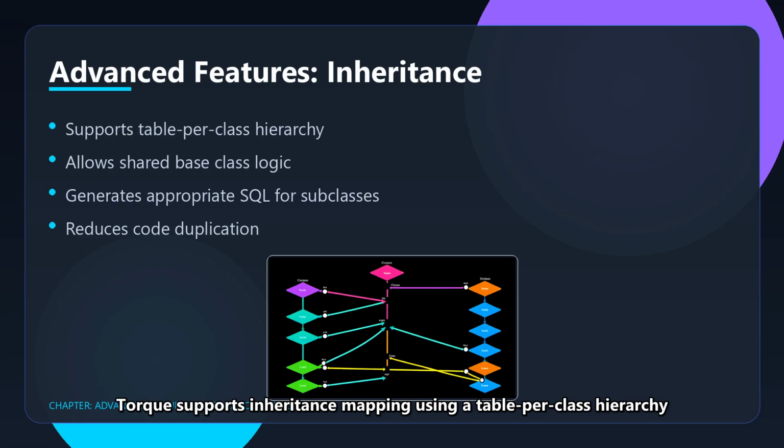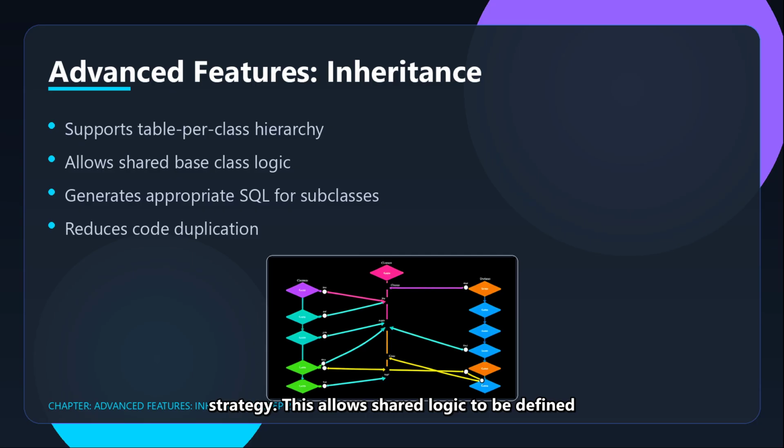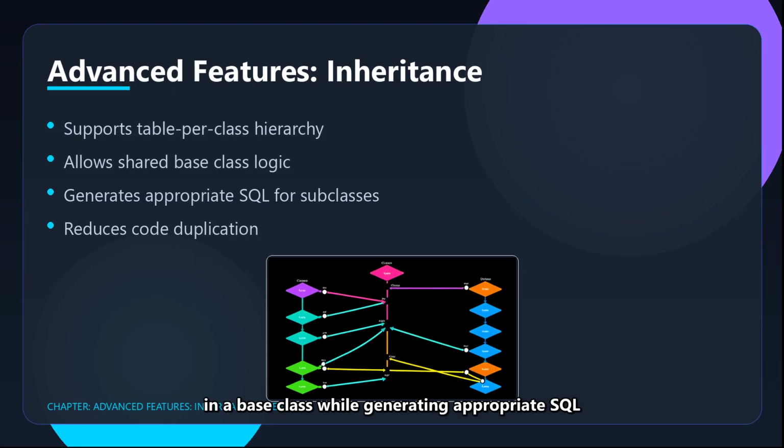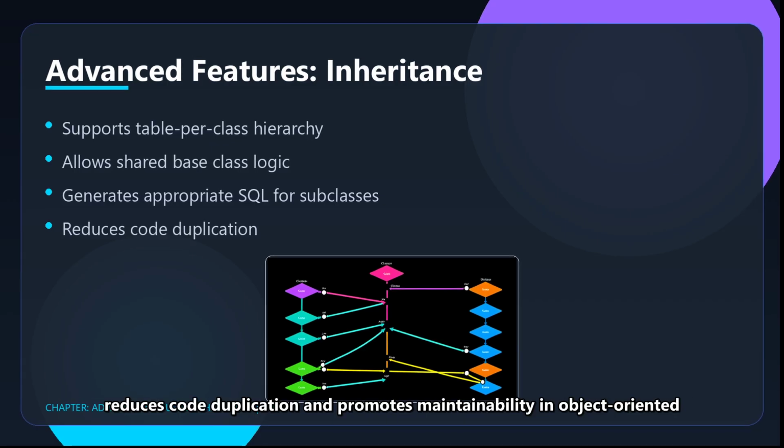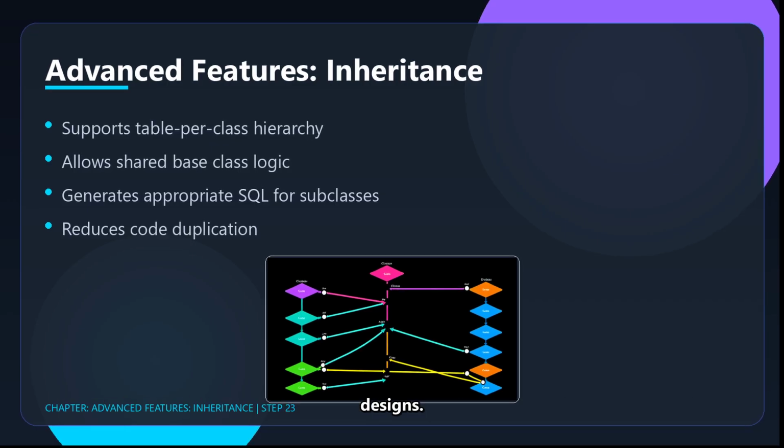Torque supports inheritance mapping using a table-per-class hierarchy strategy. This allows shared logic to be defined in a base class while generating appropriate SQL for each subclass. It's a powerful feature that reduces code duplication and promotes maintainability in object-oriented designs.